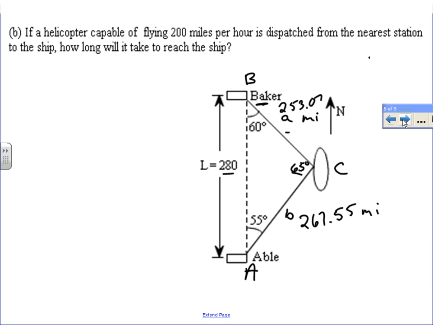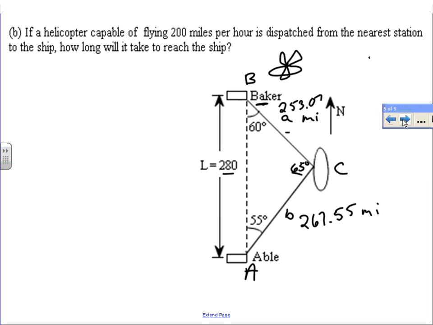So I have to figure out, if my helicopter is flying 200 miles per hour, how long is it going to take to get there? Okay. So we have a little helicopter here. That's a pretty good helicopter. All right. We'd have to fly to sea. Let's take it and fly, and then rescue the ship.